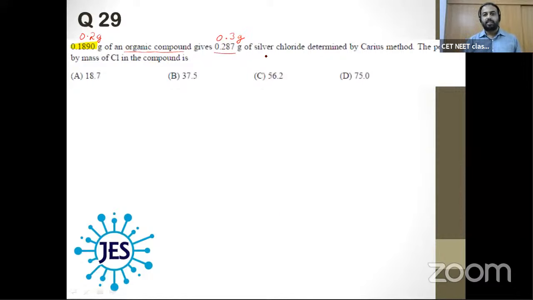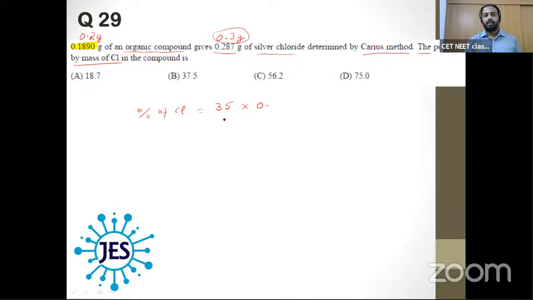Okay, this gives silver chloride determined by Kreis method. That is the name of the method. You have to find out the percent mass of chlorine in the compound. Now what is the formula for percentage of chlorine? Percentage of chlorine in an organic compound is equal to atomic mass of chlorine, 35, into mass of silver chloride formed. Look, mass of silver chloride is 0.3 grams.